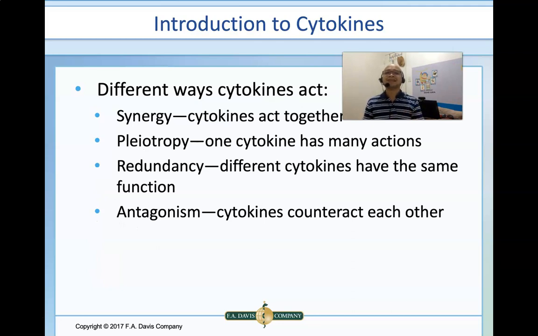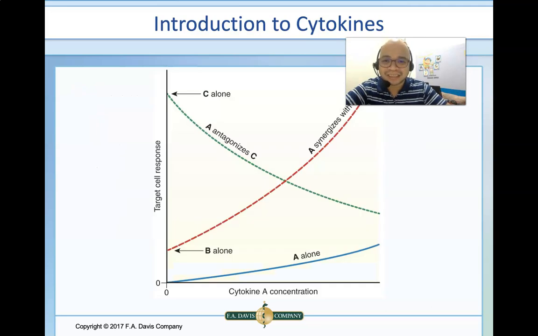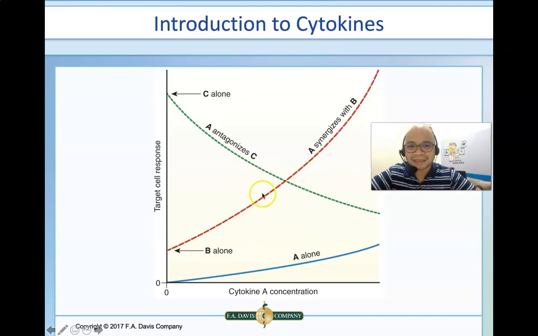Okay, so there are different ways in which the cytokines act. The first is known as synergy. So when we say synergy, cytokines act together. As you can see in the diagram, with B alone, the target cell response is very low. But if we combine it with A, the response becomes very high. Because if you're comparing A alone and B alone, the target cell responses are very low. So that's what you call synergy.